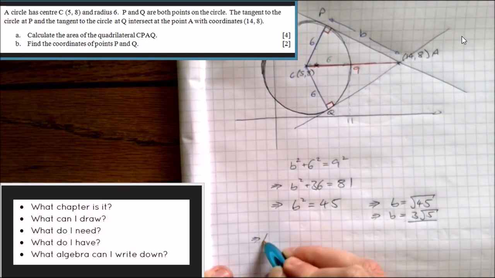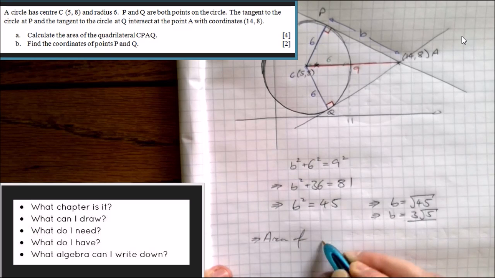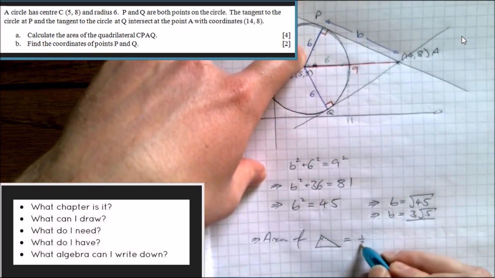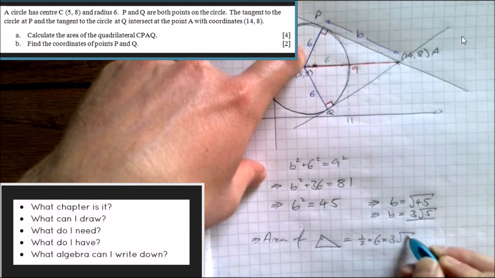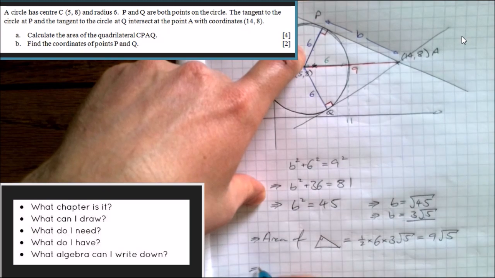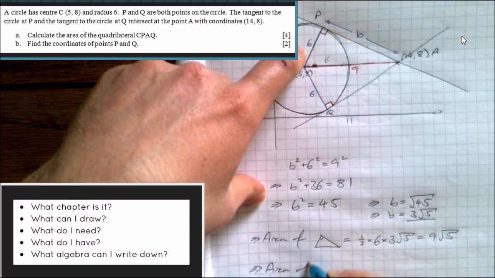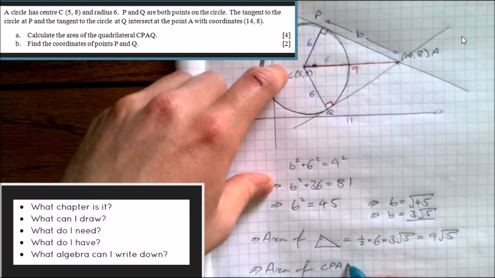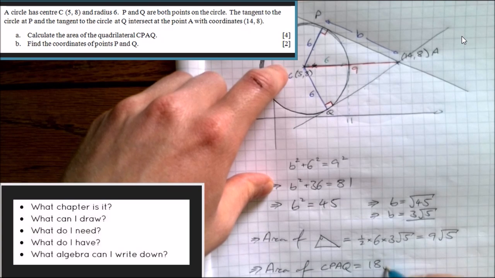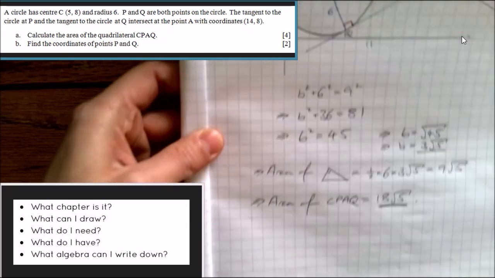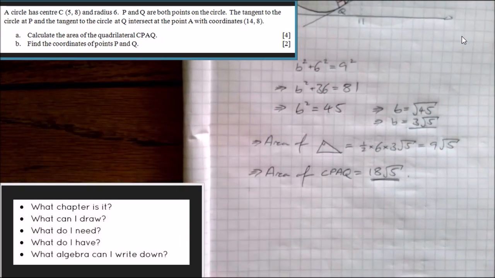is half times 6 times this, which is 9 root 5, and so the area of CPAQ is just double that, so that's 18 root 5. Well done if you got that. If you got that but didn't get part B, pause the video again and have a go at part B.